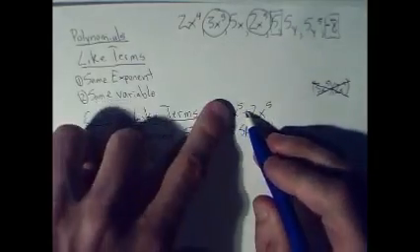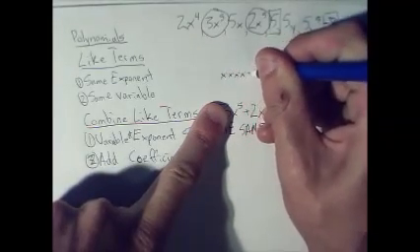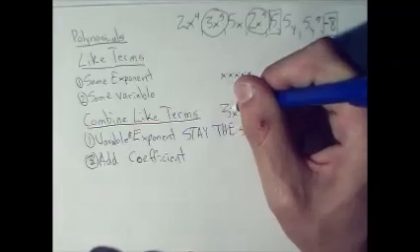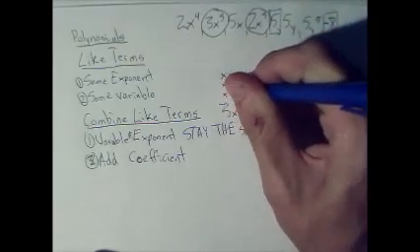Think of this as x to the fifth. Remember, the x to the fifth power means x times x times x times x times x. The base times itself 5 times. 3 times that means I have 3 of those.